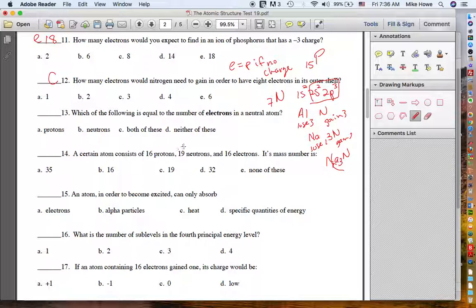All right, so which one is equal to the number of electrons in a neutral atom? The number of electrons in a neutral atom would be the protons. That's A.